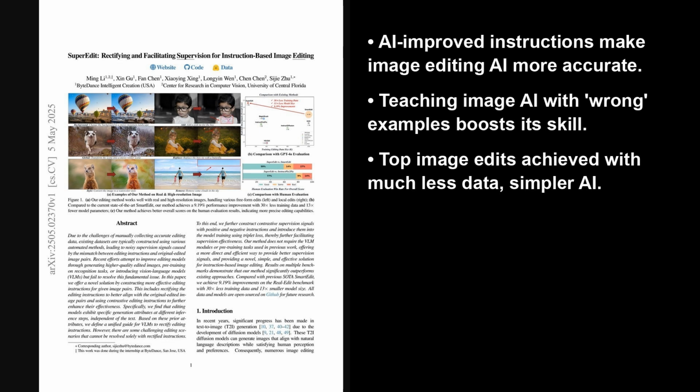So, as that ablation study clearly showed, both the instruction rectification and the contrastive learning steps are crucial. Ultimately, what SuperEdit powerfully demonstrates is that focusing on the quality of the supervision signals, essentially the guiding instructions and examples the AI learns from, is a really effective and perhaps overlooked way to get amazing results in image editing. They achieve better performance with significantly less data and simpler models. It is a really elegant solution.